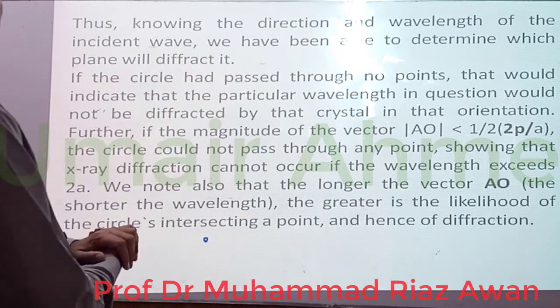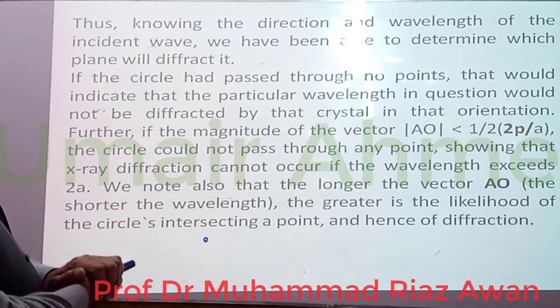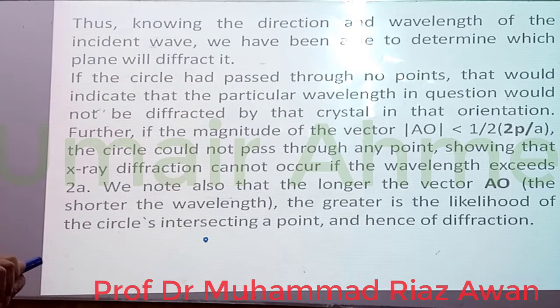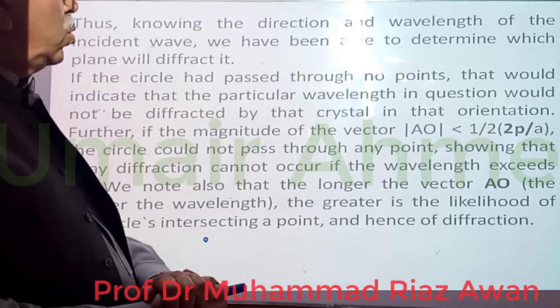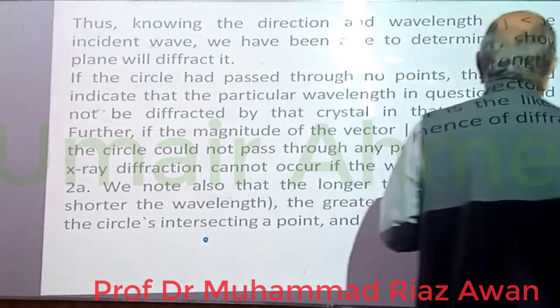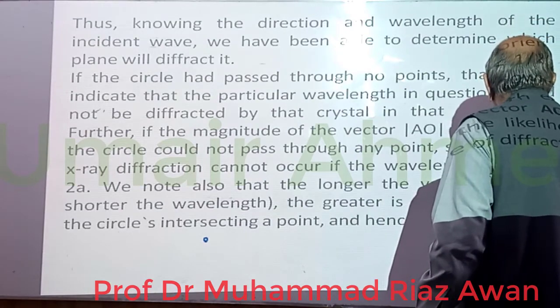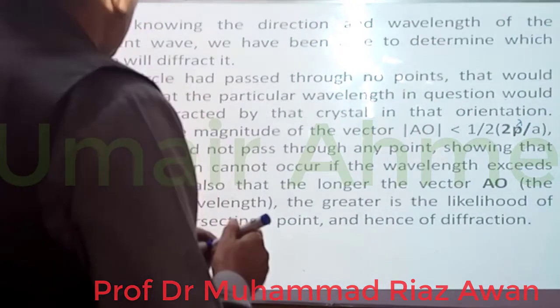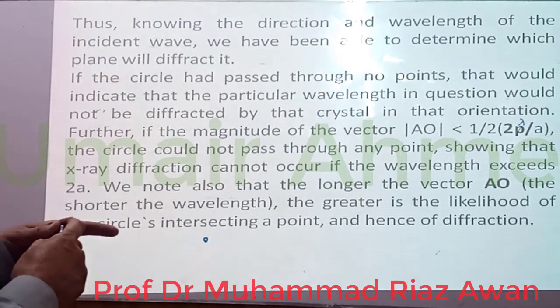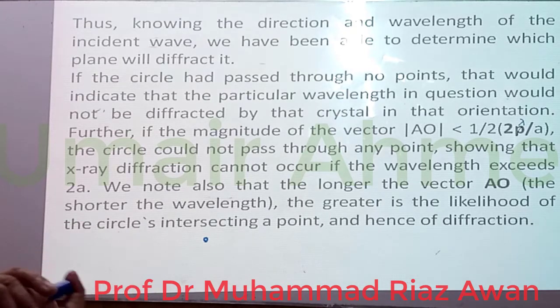In the question, would not be diffracted by that crystal in that orientation. Further, if the magnitude of the wave vector AO is less than 1 divided by 2 lambda, that is, 2 lambda divided by A, the circle could not pass through any point, showing that X-ray diffraction cannot occur if the wavelength exceeds 2A. A is the lattice parameter. If the incident wavelength is greater than 2 times the lattice parameter, the diffraction will not be possible.